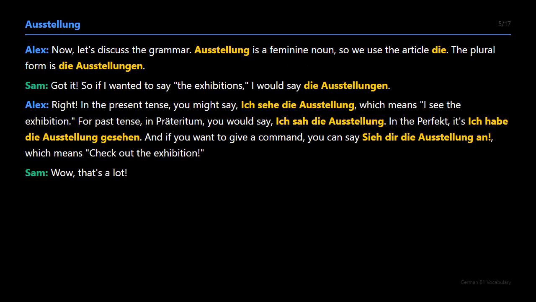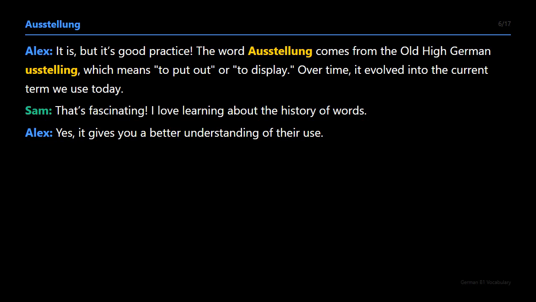Wow, that's a lot. It is, but it's good practice. The word Ausstellung comes from the Old High German Ausstellung, which means to put out or to display. Over time, it evolved into the current term we use today.